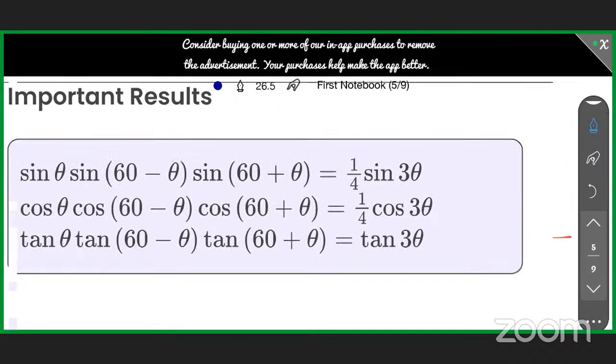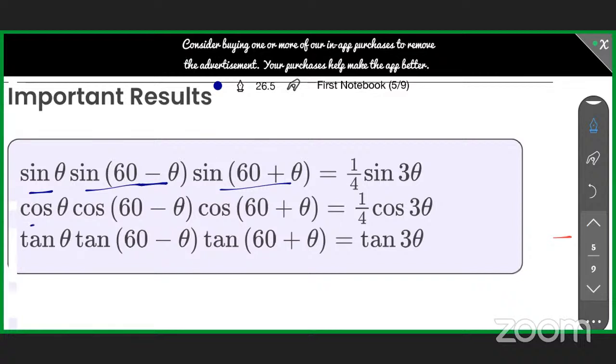With this, you'll be learning this one also. Sin theta into sin 60 minus theta into sin 60 plus theta. When you have the product of sin theta, sin 60 minus theta and sin 60 plus theta, then the answer is 1 by 4 sin 3 theta.